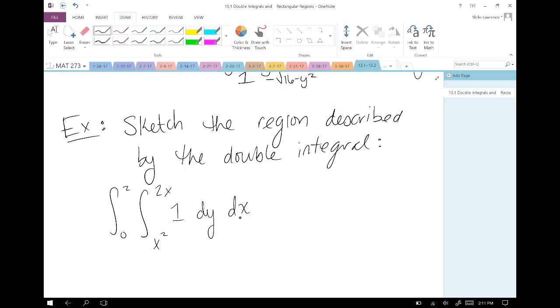So in the last two, we had the picture. We wanted to create the integral. Here, we're given the integral. We want to create the picture. So remember what order we do these in. If you look at your innermost integral, it says dy. It's telling us what's going on vertically with the graph. dy is our vertical axis.